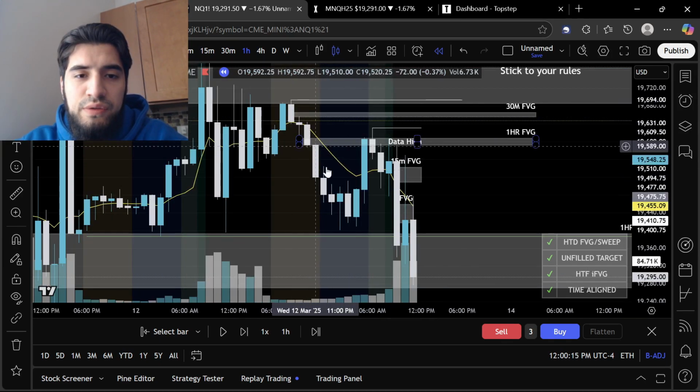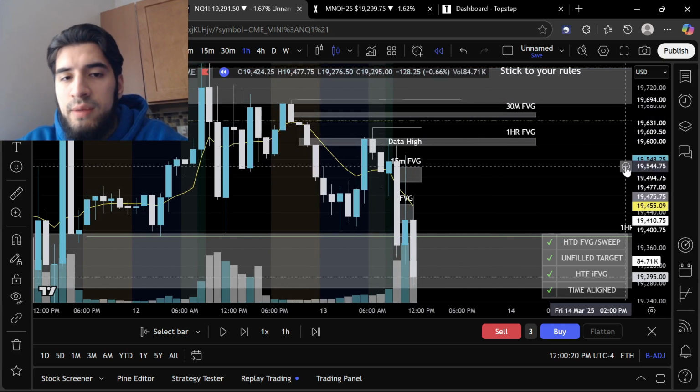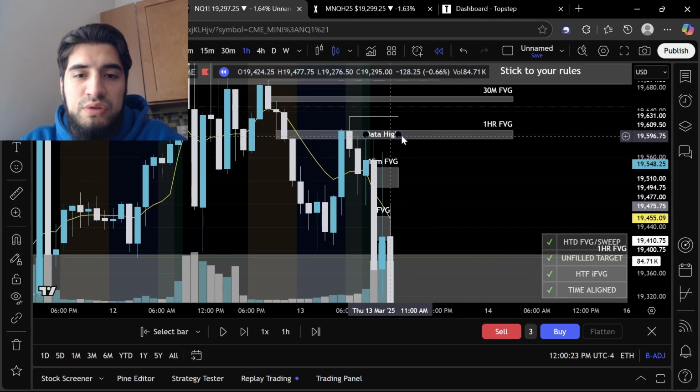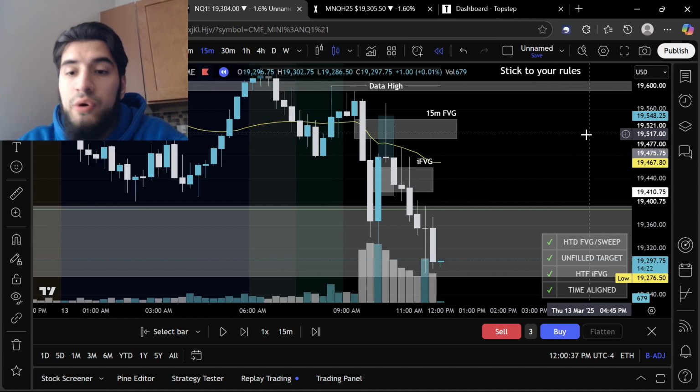Pre-market, we see this little dump that we had, right? And then we ended up retracing to this 1 hour fair value gap. We saw an immediate reaction off of it. We also developed these data highs. Anyways, I was pretty bearish going into the day.